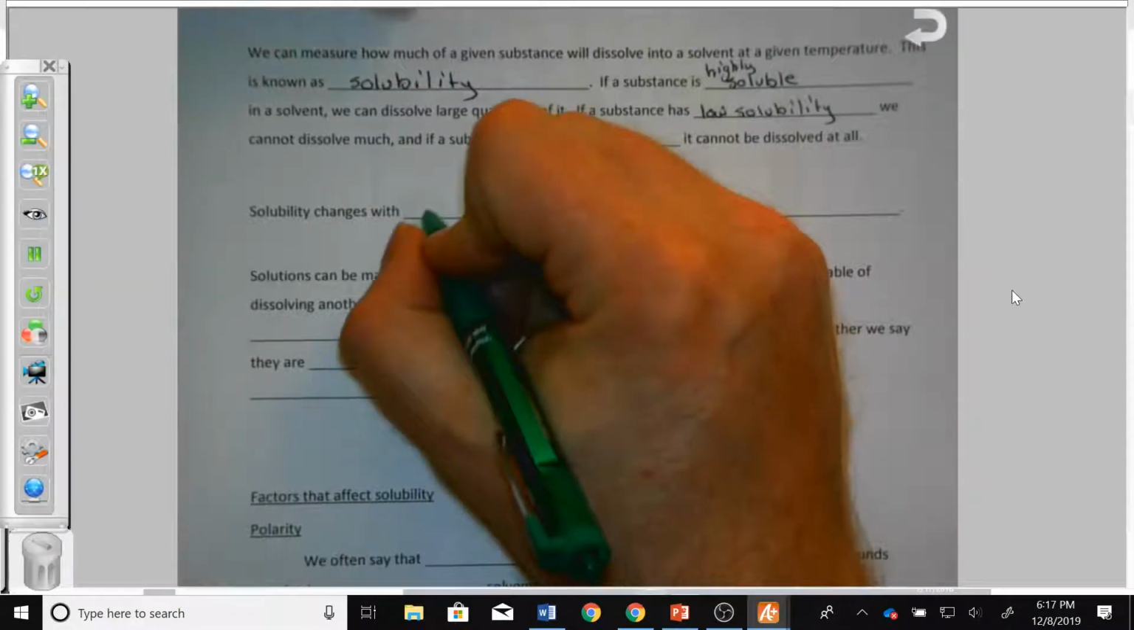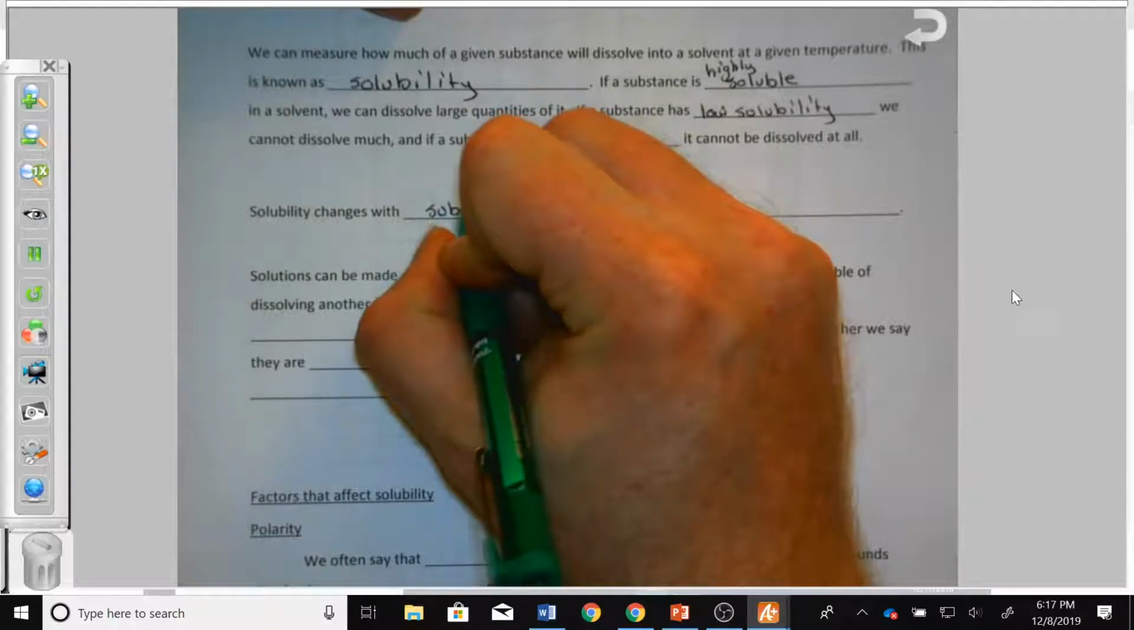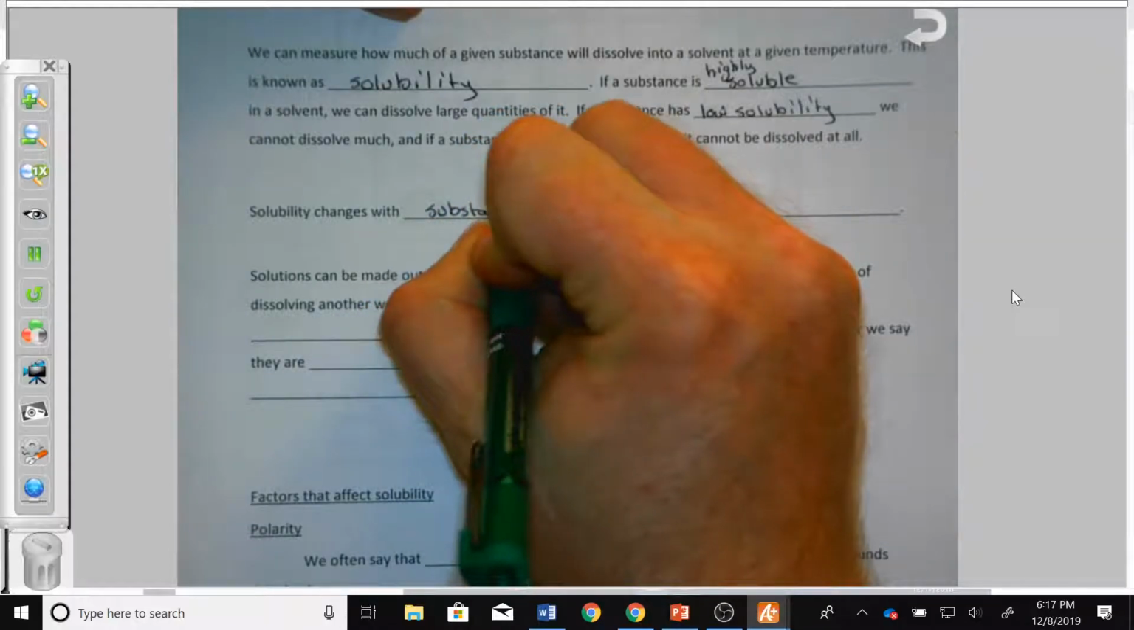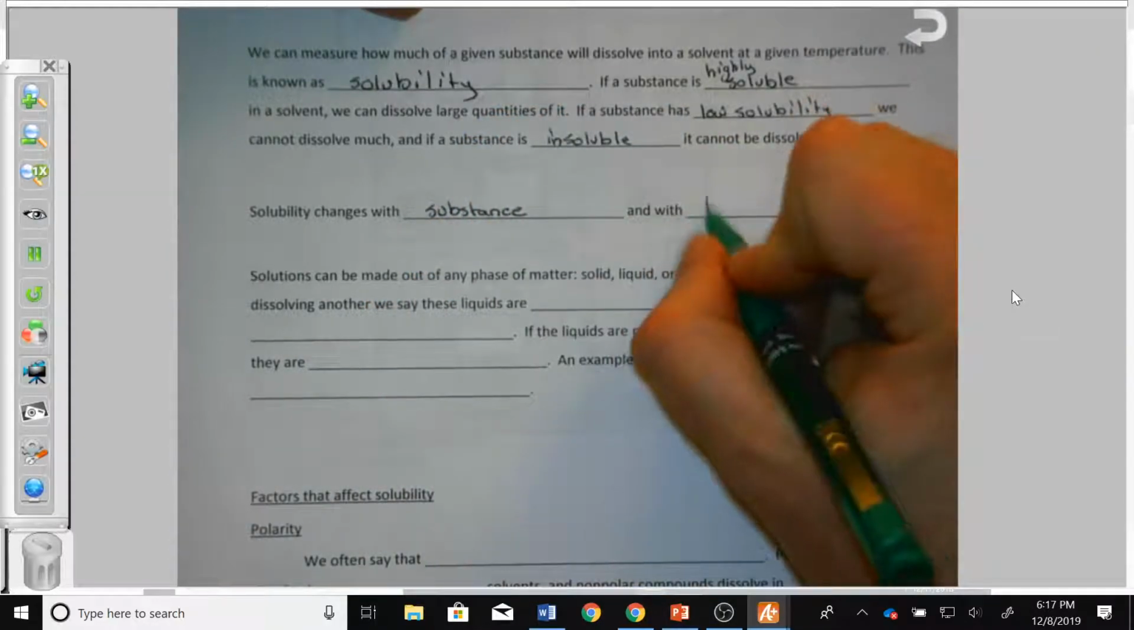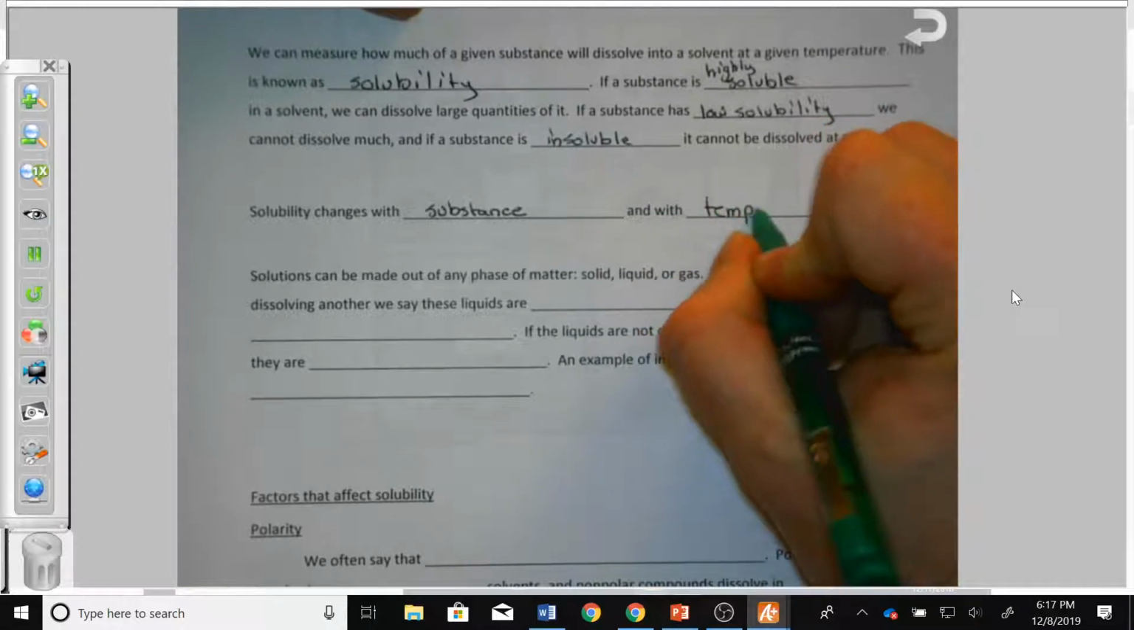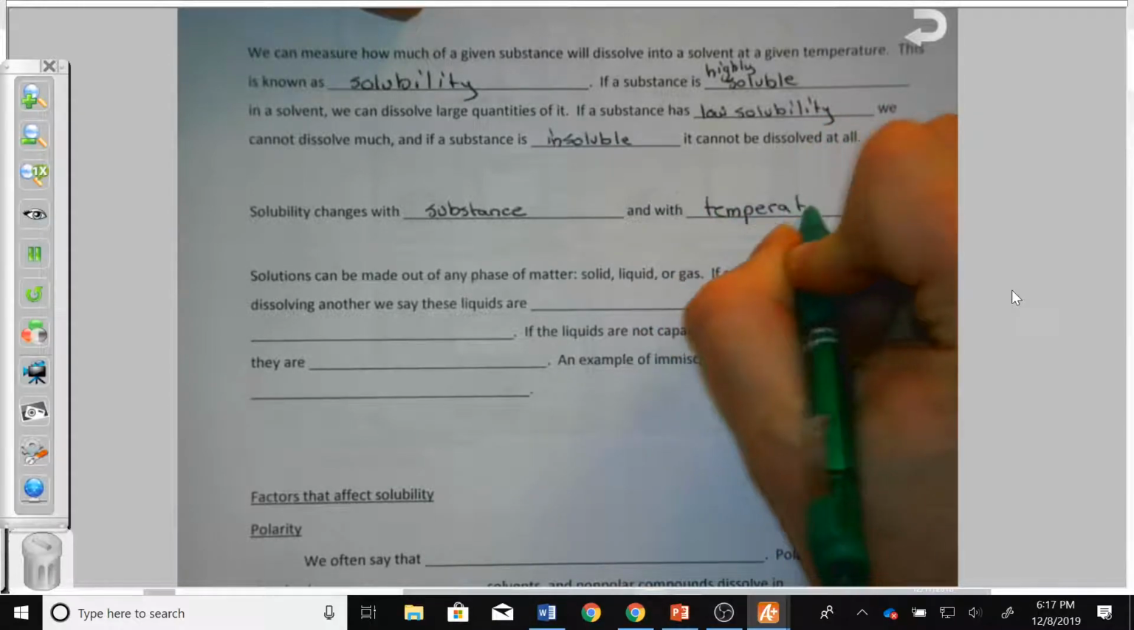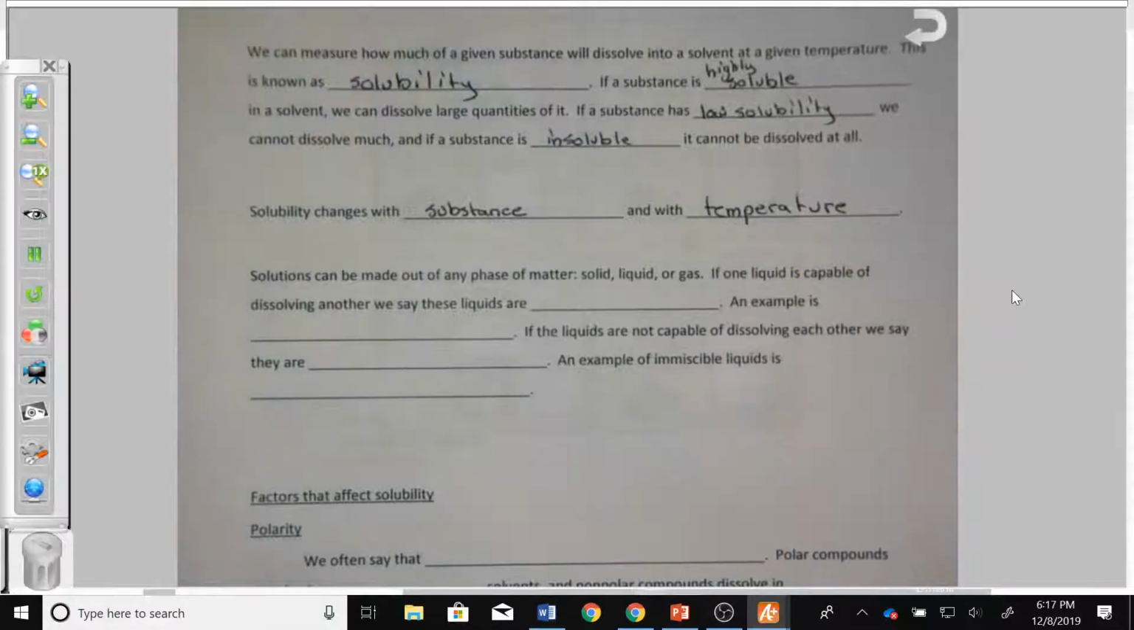Solubility changes with the substance and with the temperature. And we'll discuss that more in 2 minutes on the top of the next page. We'll get more specific on how temperature affects solubility.